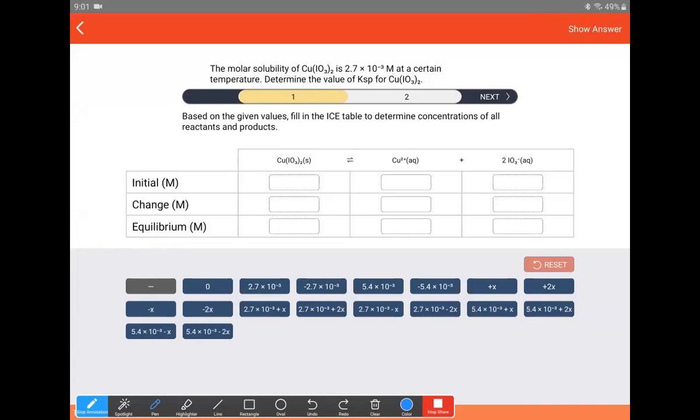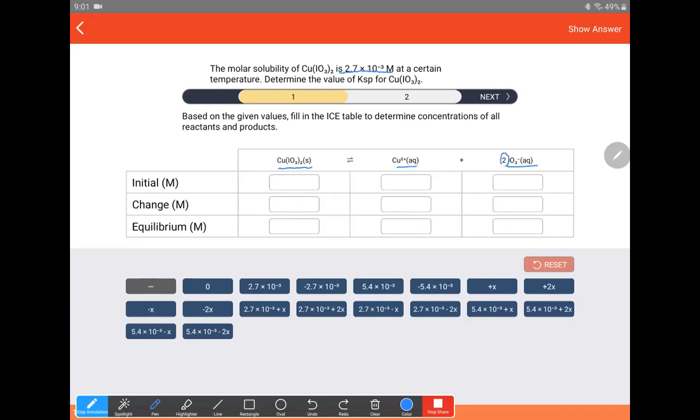All right, in this question, we're given the molar solubility right here, and we're trying to determine the KSP. So we're gonna have to set up our KSP expression, our equilibrium expression. But the nice thing with this one is it writes it out for us. So it gives us our solid and then what it breaks into.